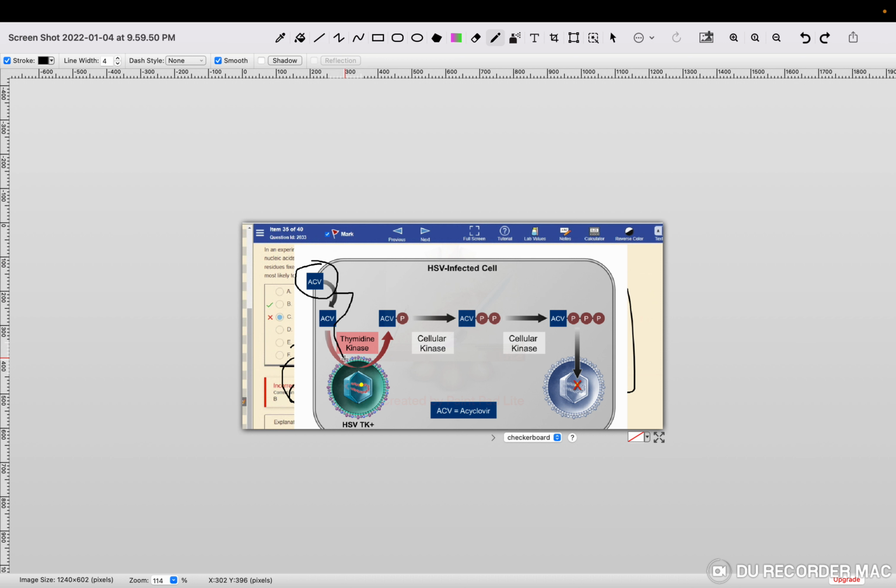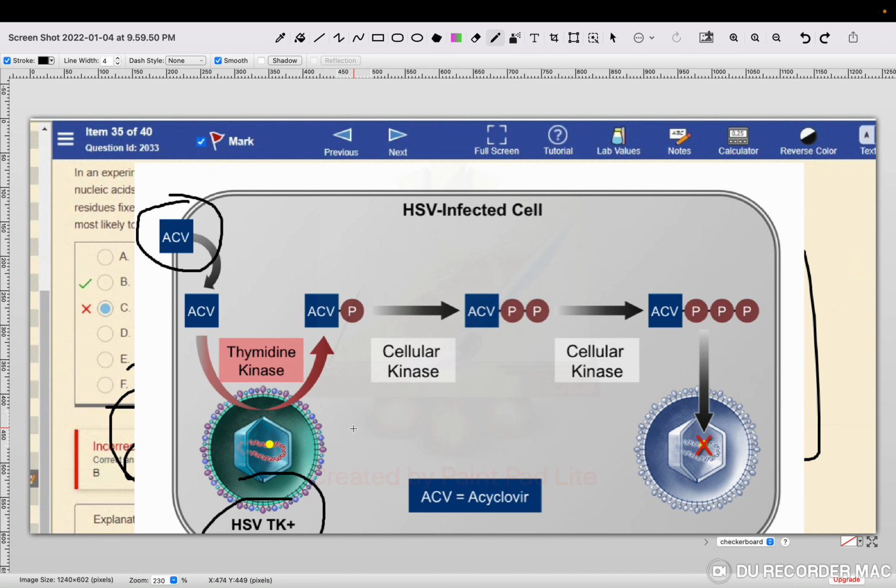So first of all, it will get a kinase. What does a kinase do? What is the function of a kinase? Yes, it adds a phosphate. Notice the kinase is adding a phosphate onto the acyclovir. Who had the thymidine kinase? Who had this kinase? It's actually the virus itself. The virus itself had it.